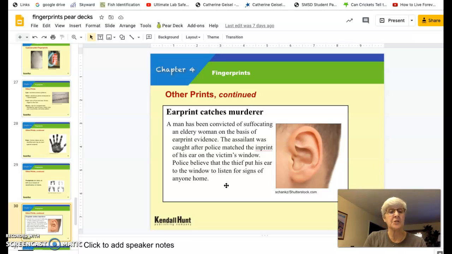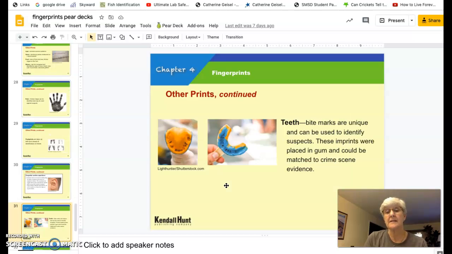And as I mentioned once before, a man was actually convicted of suffocating an elderly woman on the basis of an ear print. He had left it on the window, listening to hear and see if the person was there. It matched the suspect's ear.